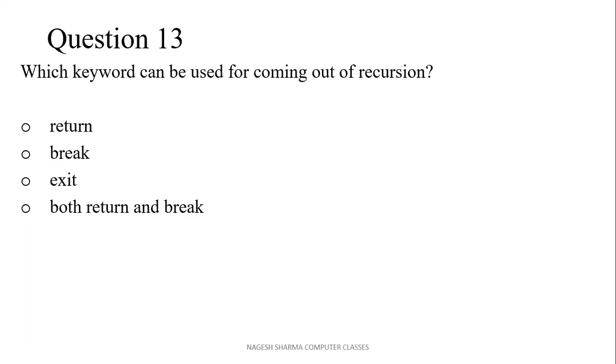Question number 13. Which keyword can be used for coming out of a recursion? So when you want to come out of recursion, you have to use this return statement. Other statements like break, exit: break is used to come out of a loop. Exit is used to terminate the complete program. It will return the control to the operating system, and both exit and break cannot be used to come out of recursion. Only return is sufficient. Okay, so correct answer is first one.